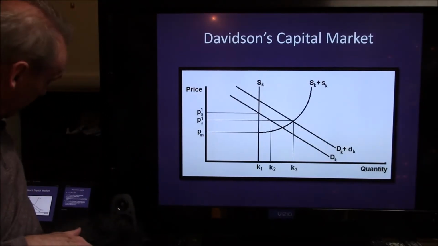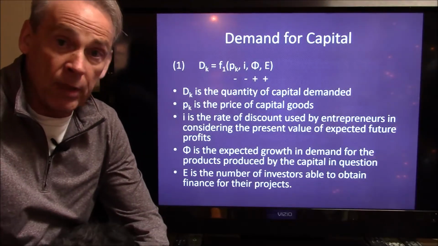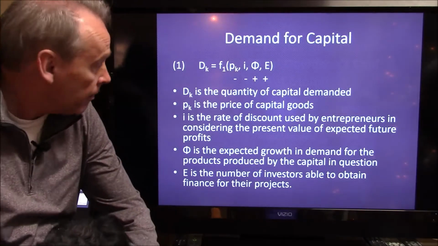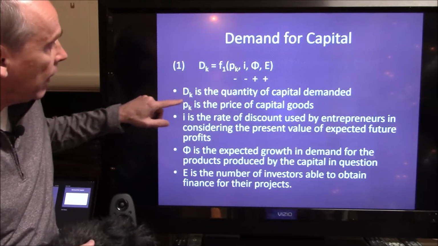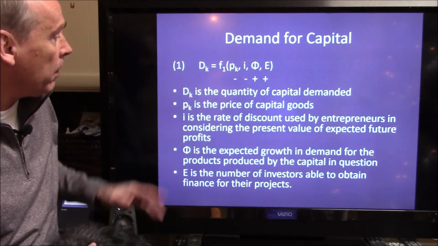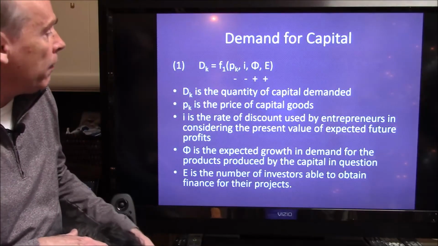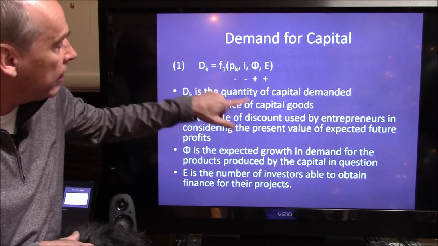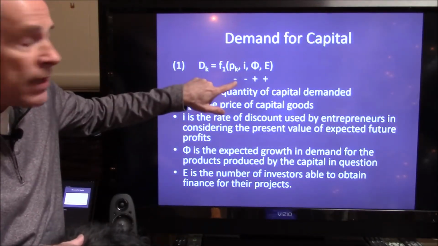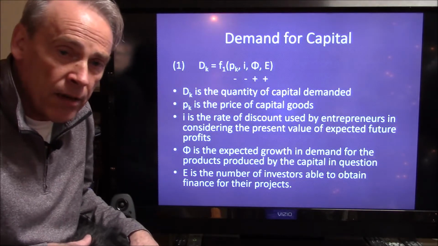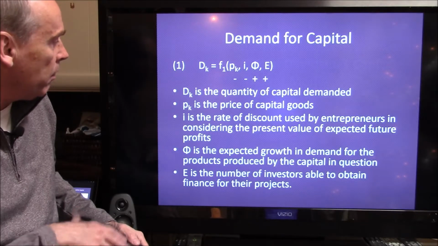Okay, so here's the Davidson capital market. I know you've already done this on the last exam, but let's go back over it again. That's not a terrible thing, is it? And here, first of all, the demand for capital. As you may recall, D sub K is the quantity of capital demanded, so that's how many new factories or restaurants or whatever that firms want. P sub K is the cost of a factory or a restaurant. That's how much it costs to build it. So that's going to enter in negatively. The higher the cost, the lower the quantity of restaurants and factories that firms will want to purchase or build.